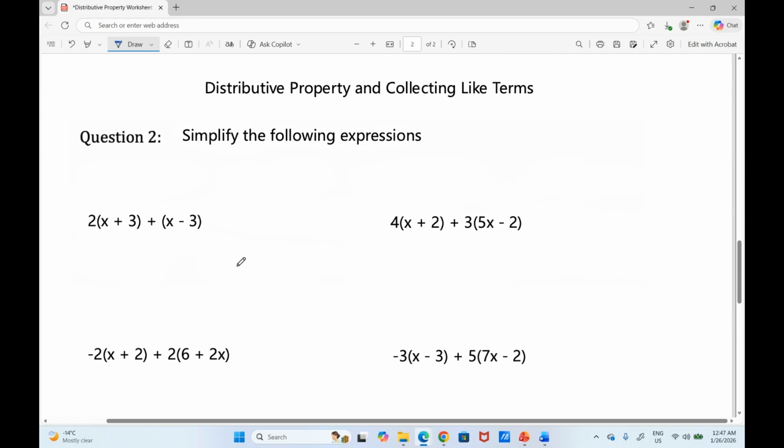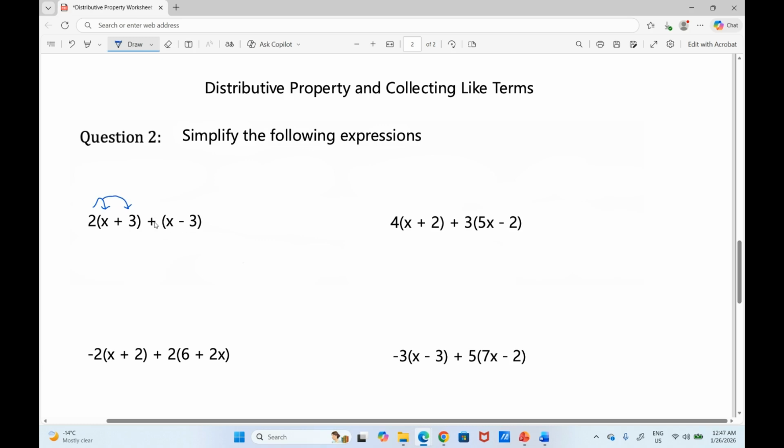Okay, now let's use an example where we apply the distributive property to these expressions, but then we also collect the like terms. So here I have 2 multiplied by x plus 3. So I'm going to multiply 2 by every term inside of the bracket. So 2 times x plus 2 times 3.